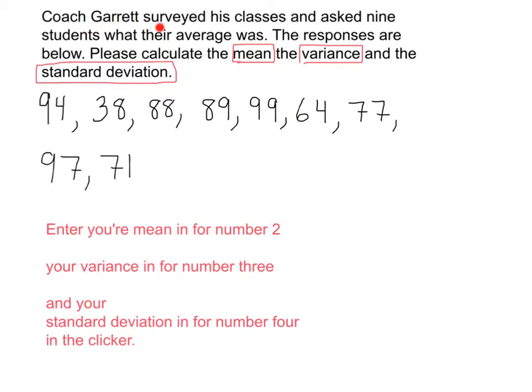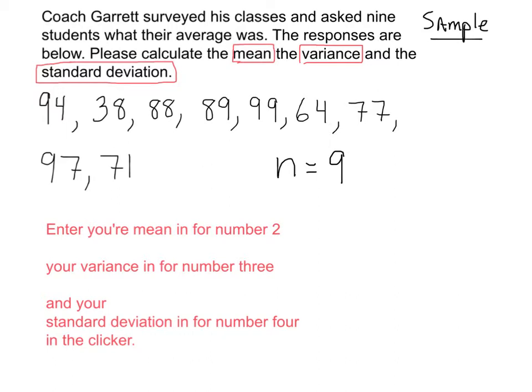It says, Coach Garrett surveyed his classes and asked 9 students what their average was. The responses are below. So, do you think that I only have 9 students in all my classes? I got more than 9 in this one class. So this is a what? Sample. That's big right there, okay? It's a sample. Now, what's my N value real quick? N is the number of items there are. 1, 2, 3, 4, 5, 6, 7, 8, 9. Okay? Now it says, please calculate the mean, the variance, and the standard deviation.